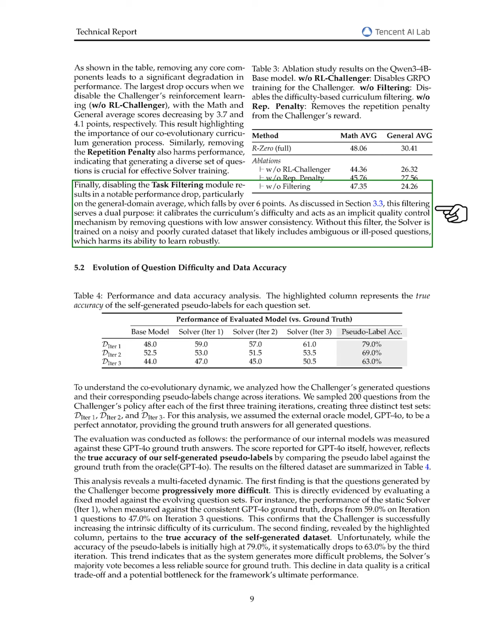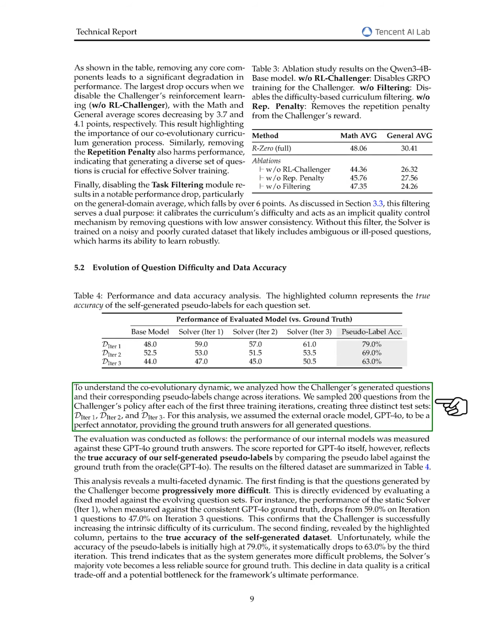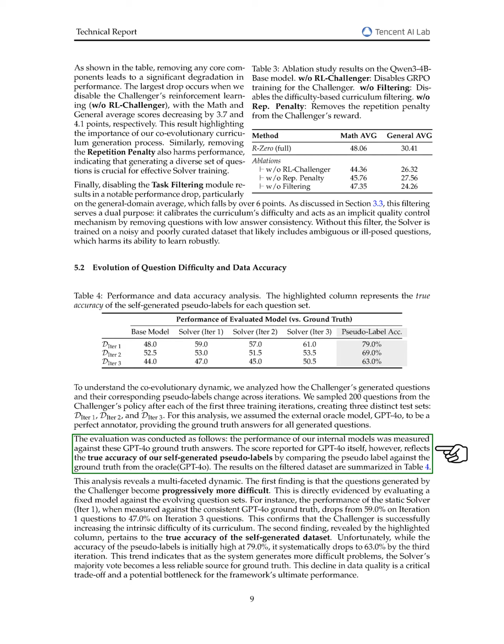Next, we analyze the evolution of question difficulty and data accuracy to understand the co-evolutionary dynamic. We sampled 200 questions from the challenger's policy after each of the first 3 training iterations, creating 3 test sets. We assumed the external Oracle model, GPT-4o, provided perfect answers for all generated questions. We evaluated our internal models against these answers.